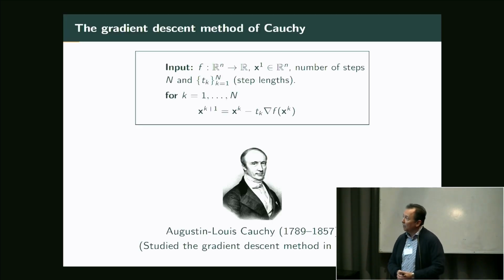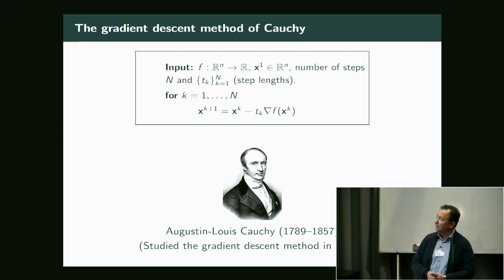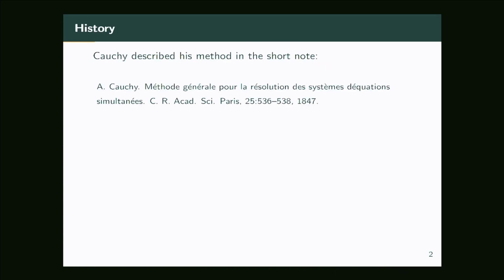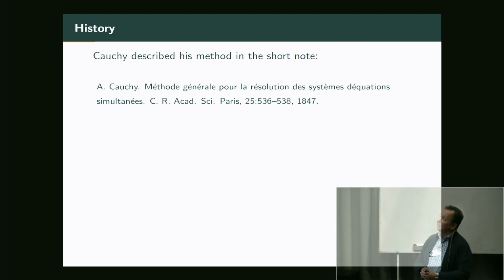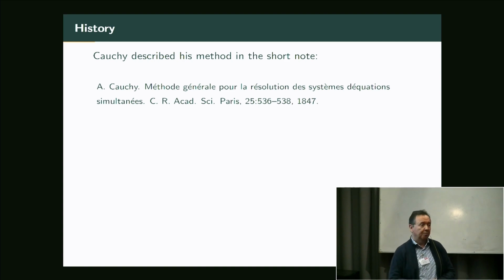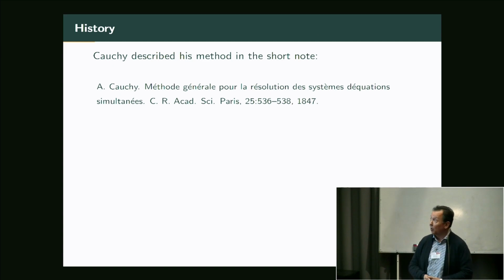The method is due to Cauchy, and he studied this near the end of his career in 1847. And he described it in a very short note, a 3-page note that appeared in that year. And you can easily translate the French. It says it's a general method for the resolution of systems of simultaneous equations. So in modern language, we would call this a nonlinear regression problem or a nonlinear least squares problem.